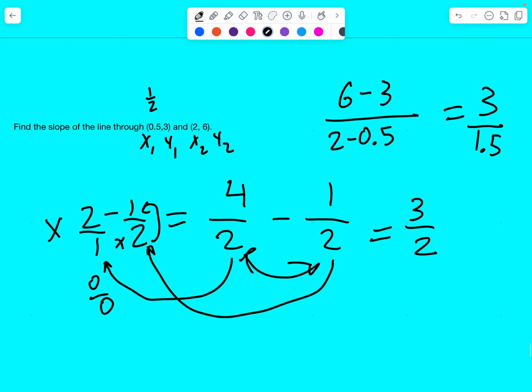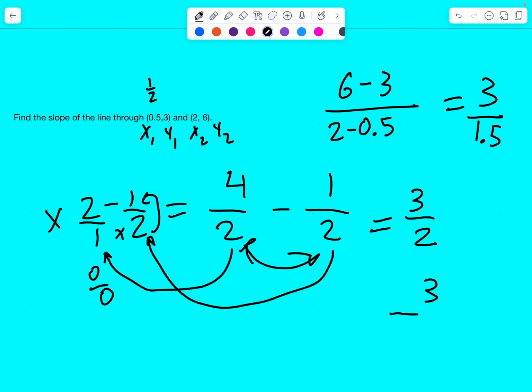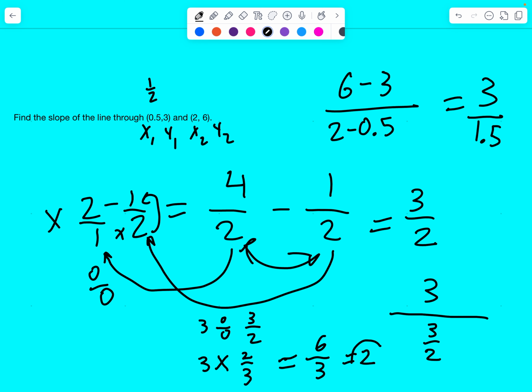So you have 3 over 3/2. So it's 3 divided by 3/2. Change it to multiplication, reciprocate the fraction, flip it. You have 3 times 2/3. 3 times 2 is 6, divided by 3, which is 2. So the slope is 2 again. Even though one x value was a fraction, the slope still comes out to a nice whole number.